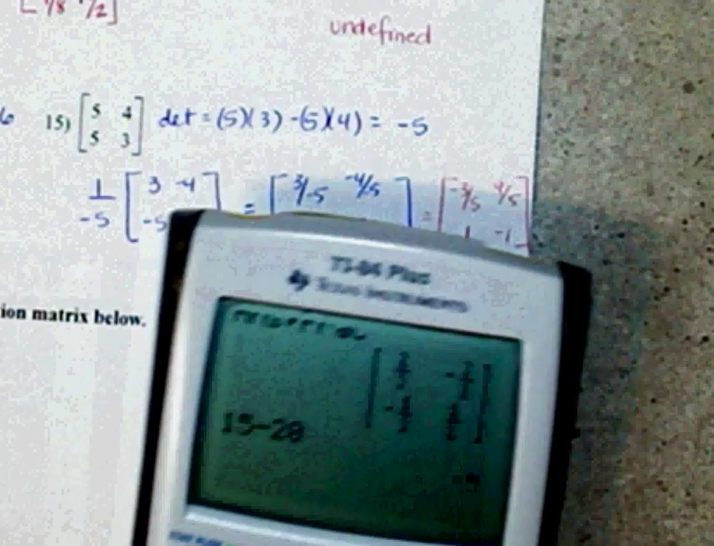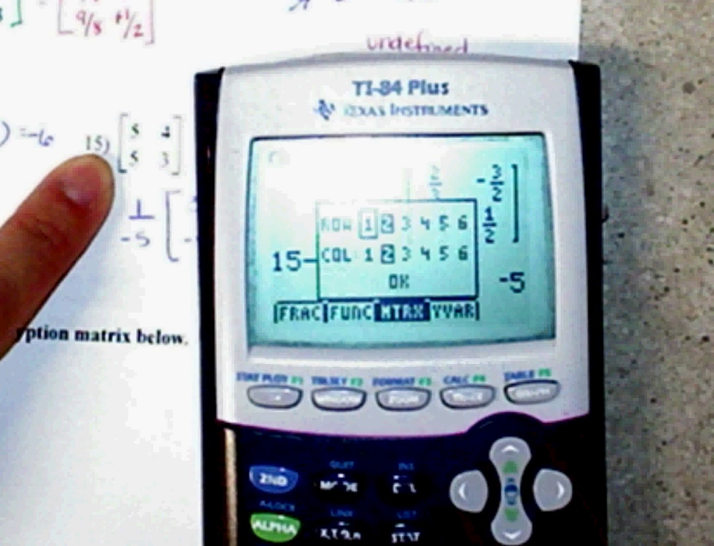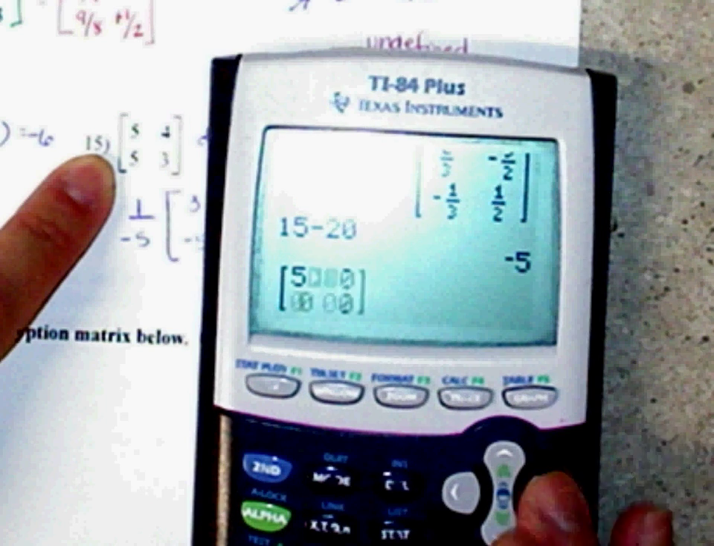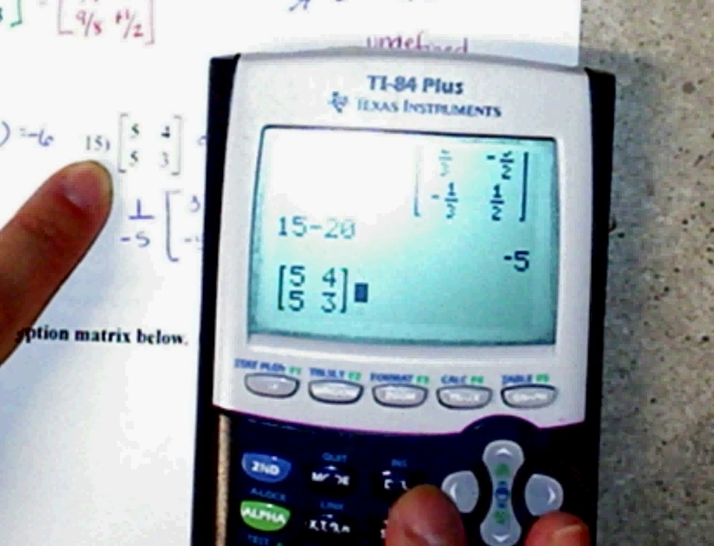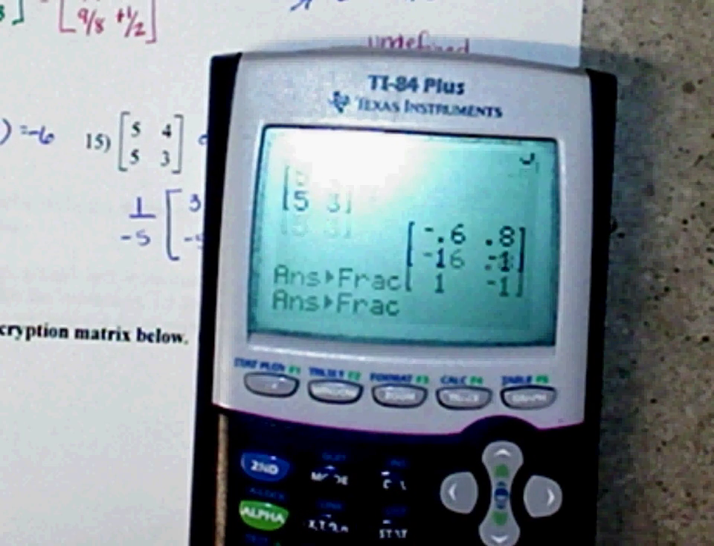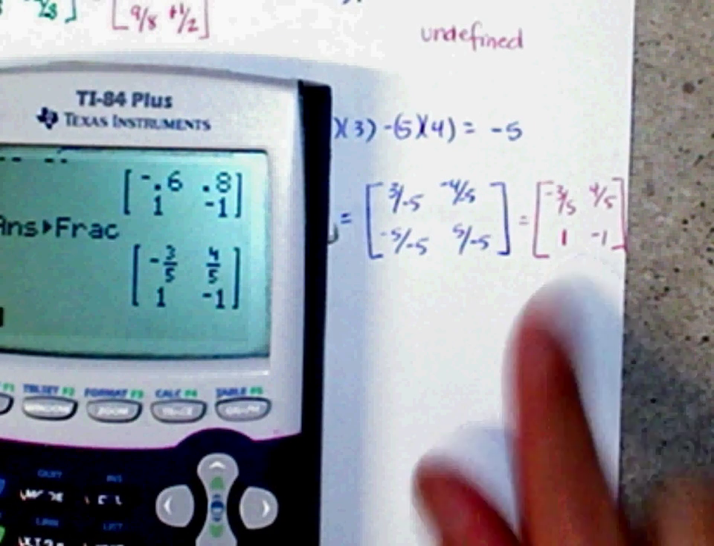You go back to the original matrix to check your answers. Alpha zoom. Okay, so 2 by 2. 5, right click. 4, right click. 5, right click. 3, right click, to the negative 1. Convert that to a fraction. And so did it match up? Perfect. So there you have your inverse.